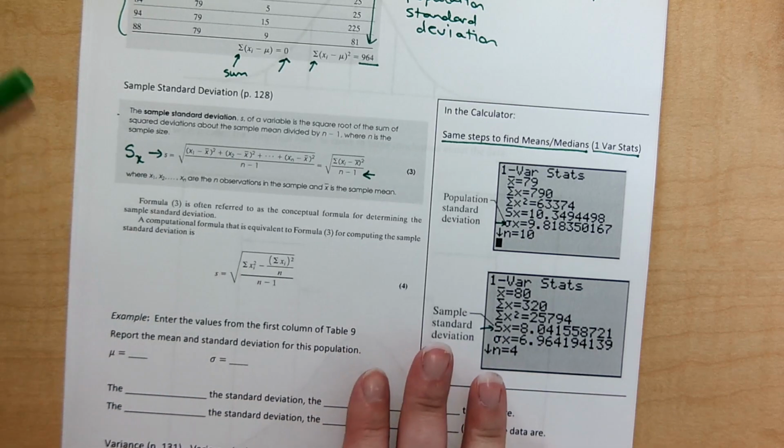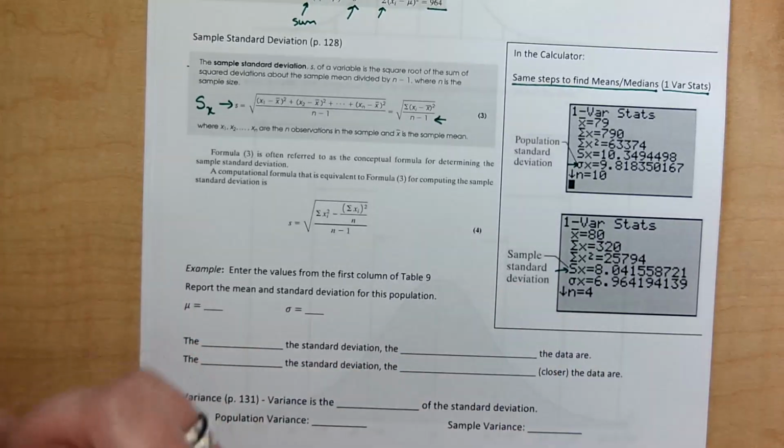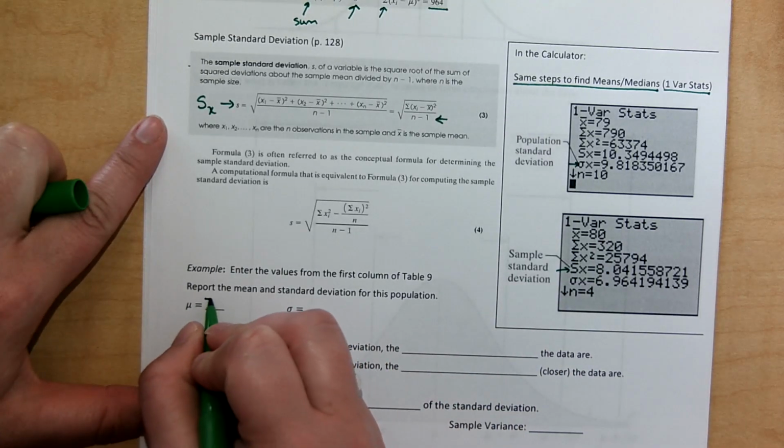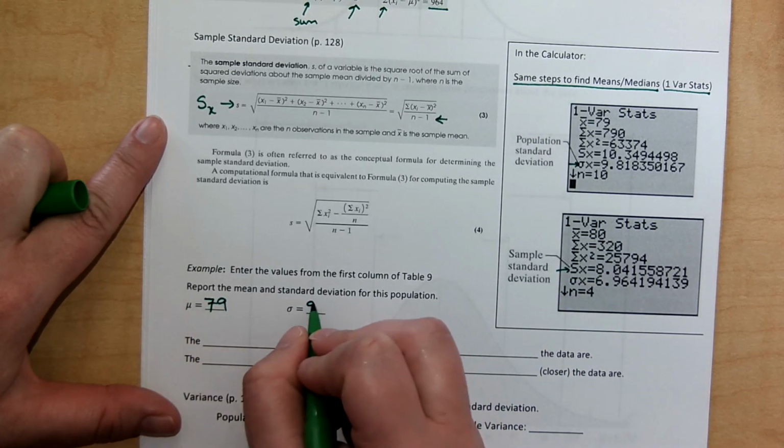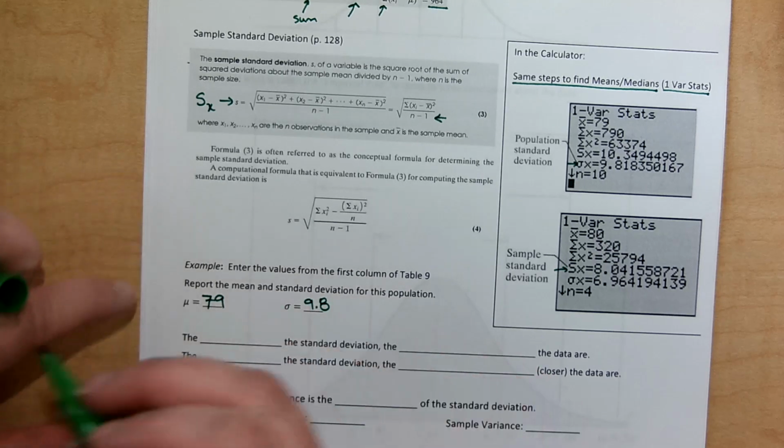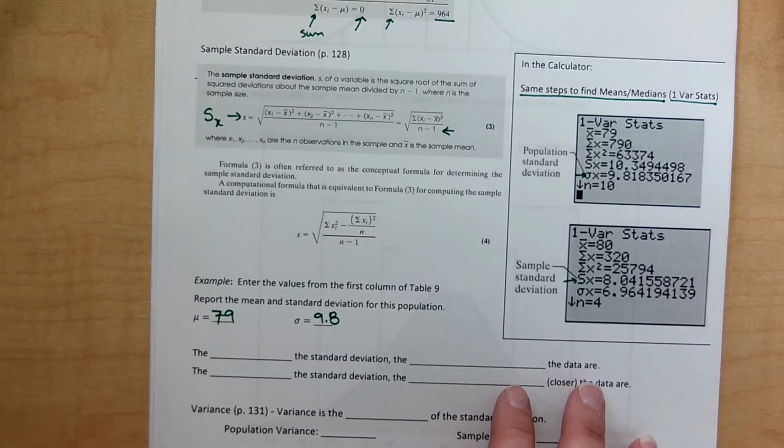Alright, I'm going to go ahead and stop there so the video does not cut me off. If you want to write this down again, 79 was our average, 9.8 was our standard deviation. Alright, I'm going to stop there.